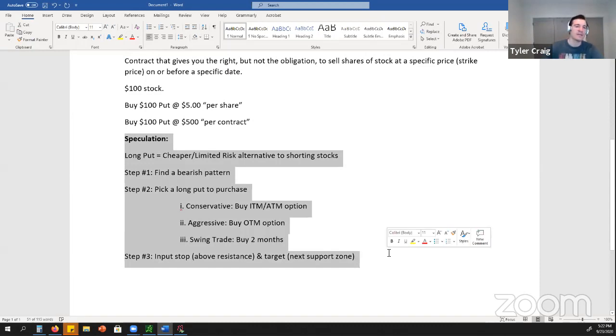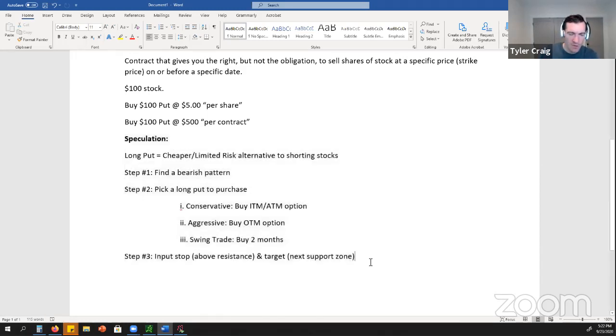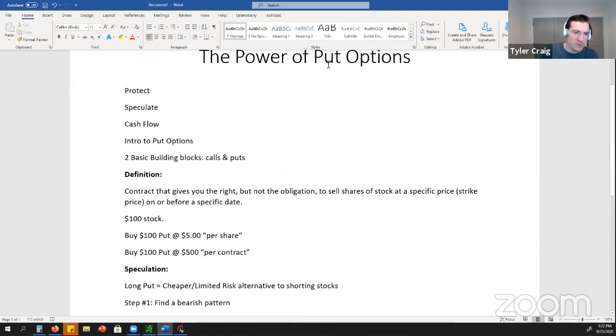So in summary, anytime you find a nice bear pattern, low risk, high reward setup, you want to amp up the leverage a little bit. You want to make it cheaper than shorting the stock, so you can buy puts. And where you get paid are days like today. Days like today, long puts really thrive. That's the first way you can use put options to speculate.